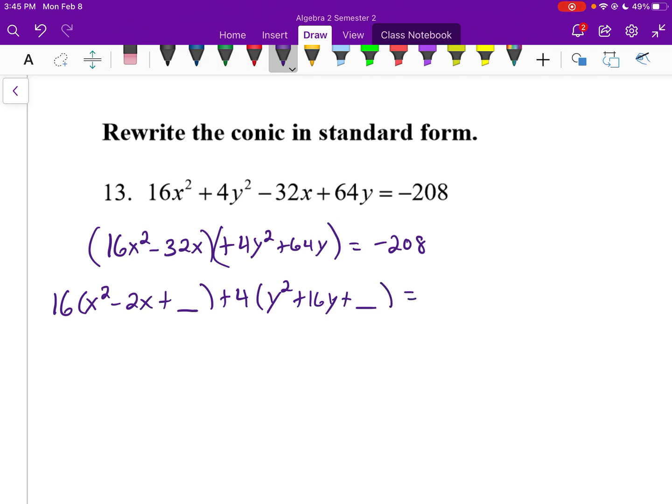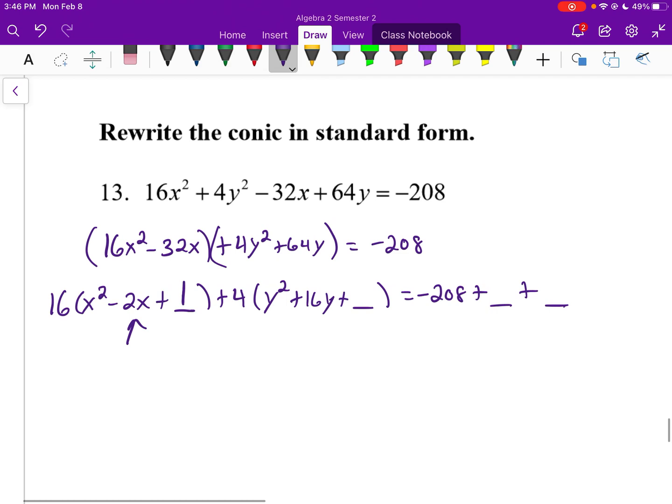Plus some value is equal to negative 208 plus something. Because again, if we're adding something here, we need to add it to the right side in order to stay balanced. The value that we add in each of those spaces, remember, is half the b value squared. So half of 2 is 1, and 1 squared is 1. Half of 16 is 8, and 8 squared is 64. Now, the one thing you need to remember is I am not truly adding 1 here. We have times 16, so I'm adding 16. On the other side, 64 times 4, we're going to get 256.